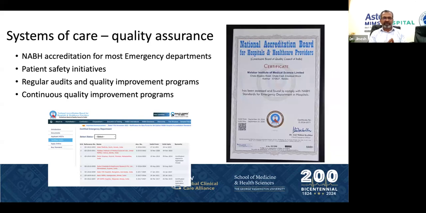So we have emergency departments which are NABH accredited. The NABH is the National Accreditation Board for Hospitals and Healthcare Providers. And regular audits and quality improvement programs, not just for the NABH accreditation, but on a daily basis to improve the quality of service that we give, are undertaken in our emergency departments. Next slide, please.